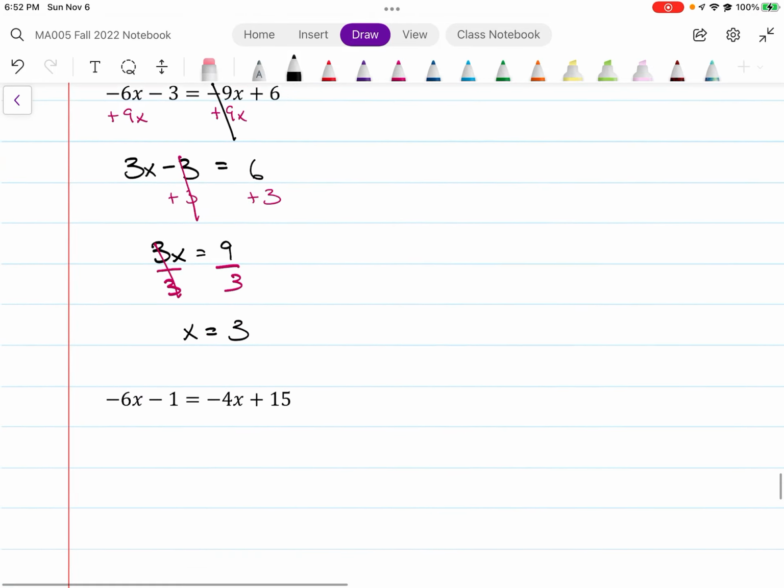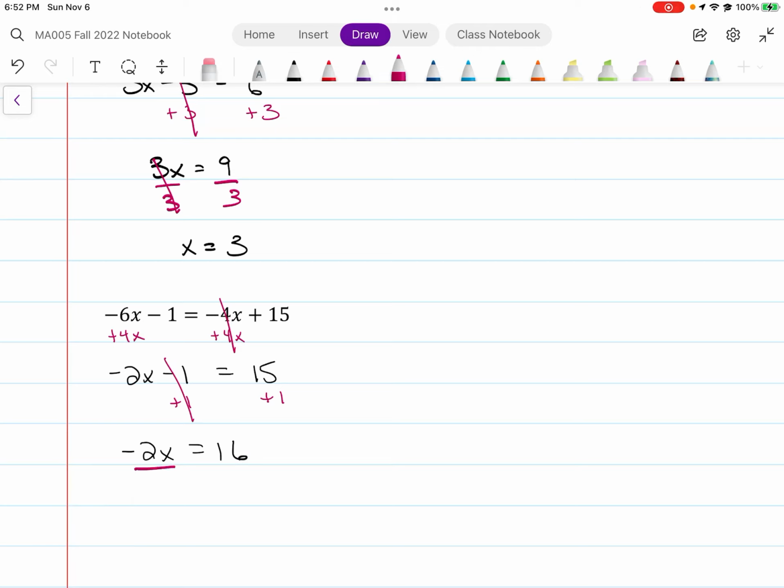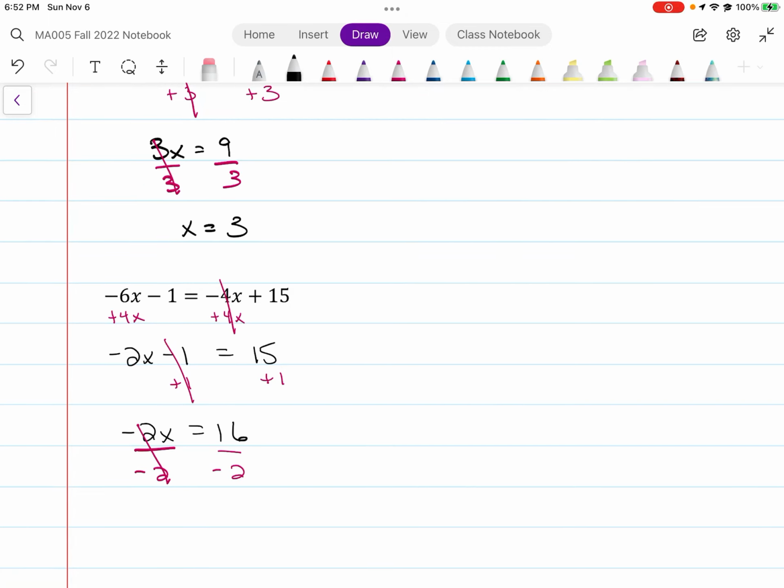All right, one more of those if you want to give it a try. All right, I'm going to add 4x to both sides. And I'm probably going to end up with a negative. That's all right. So I get negative 2x minus 1 equals 15. And I'm going to add 1 to both sides. And I get negative 2x equals 15 plus 1 is 16. Now I'm going to divide both sides by negative 2. And you should get x equals negative 8.